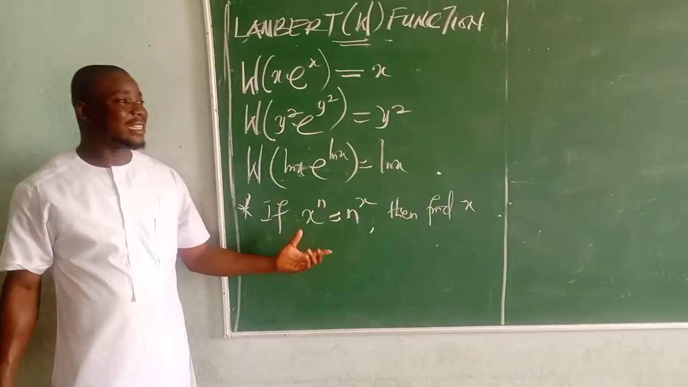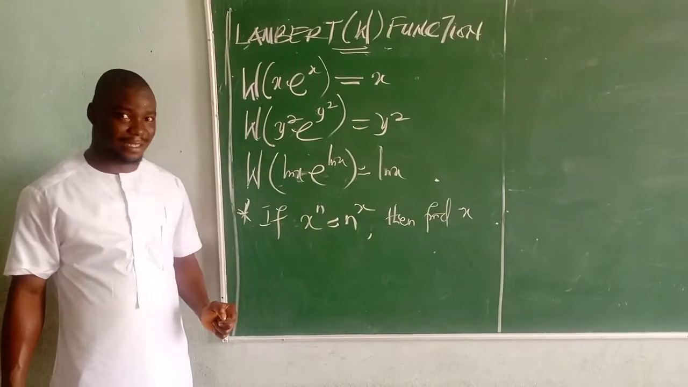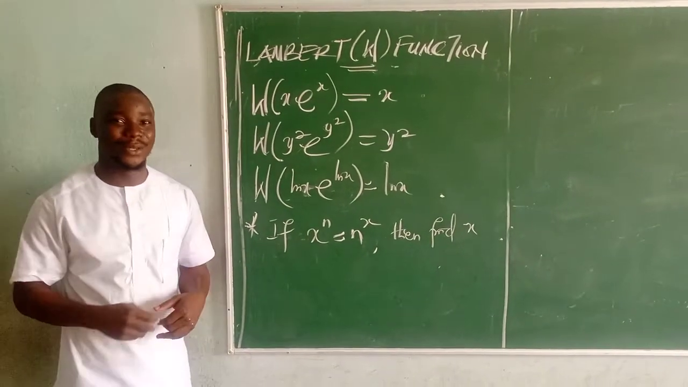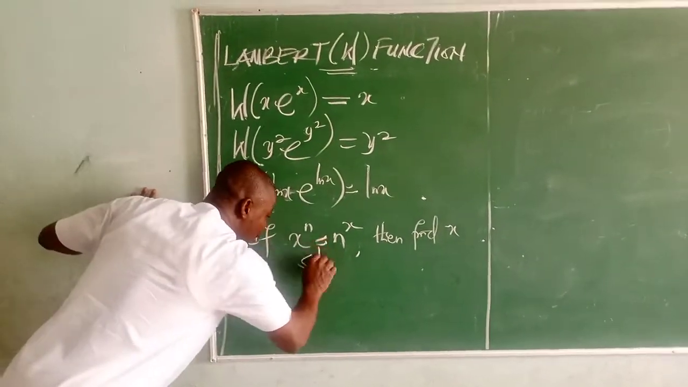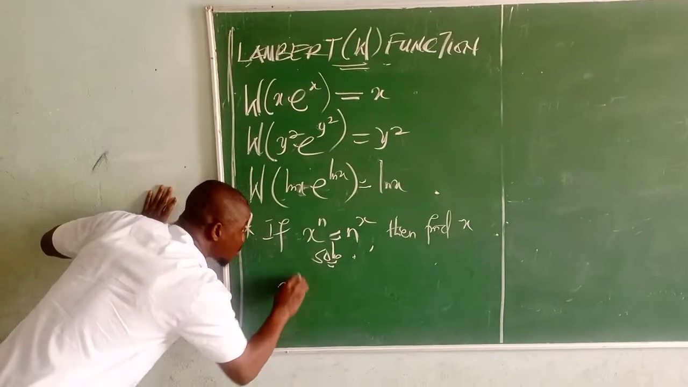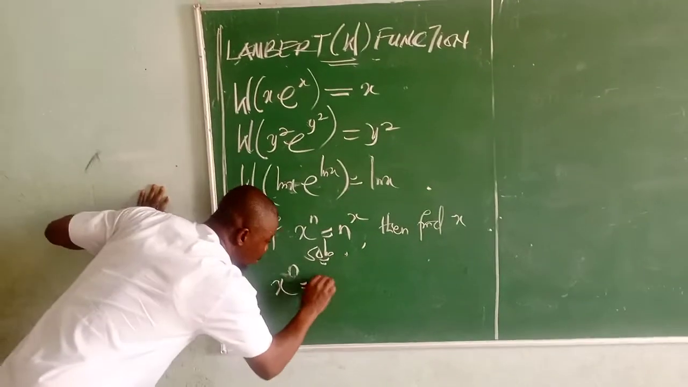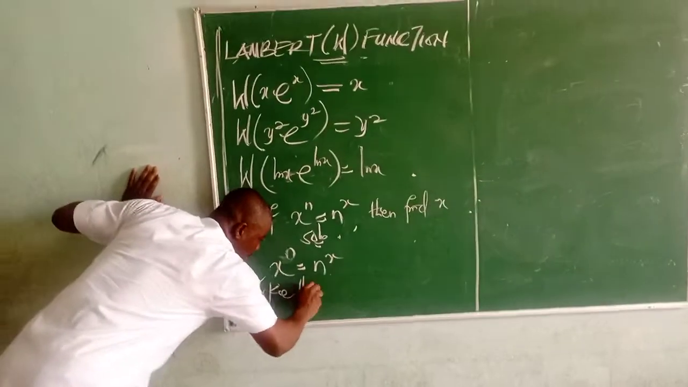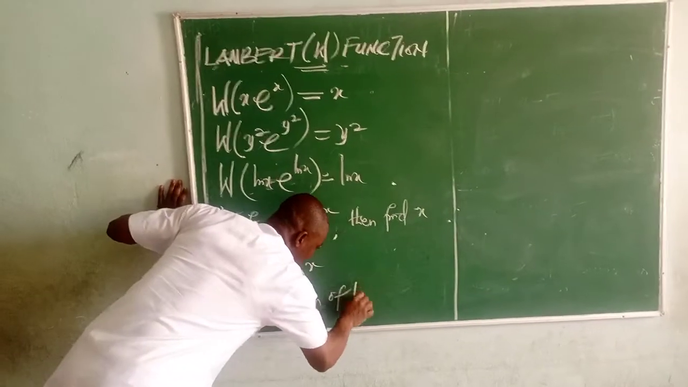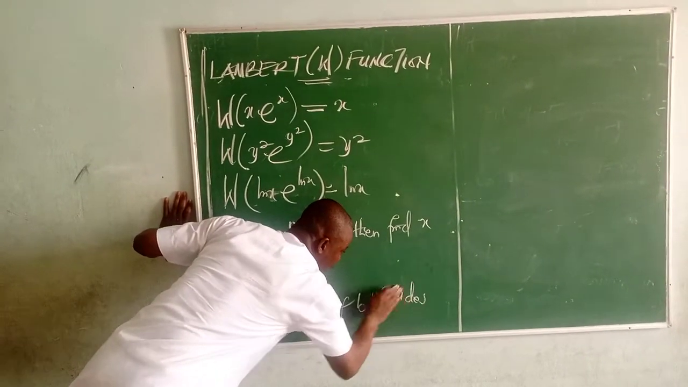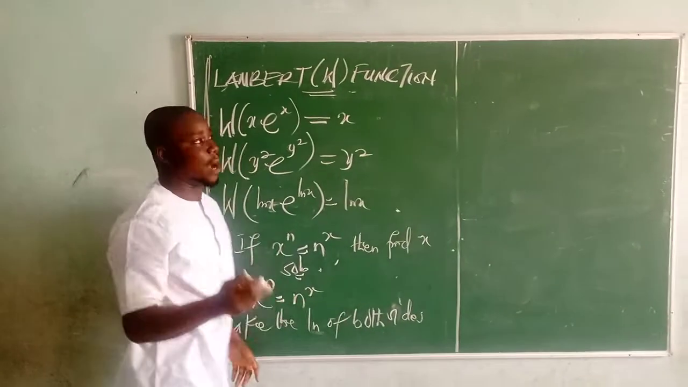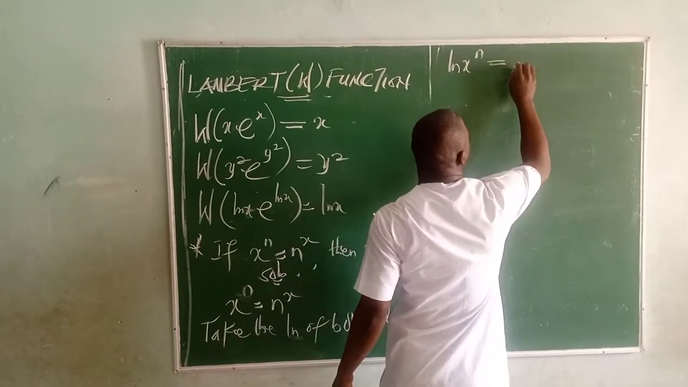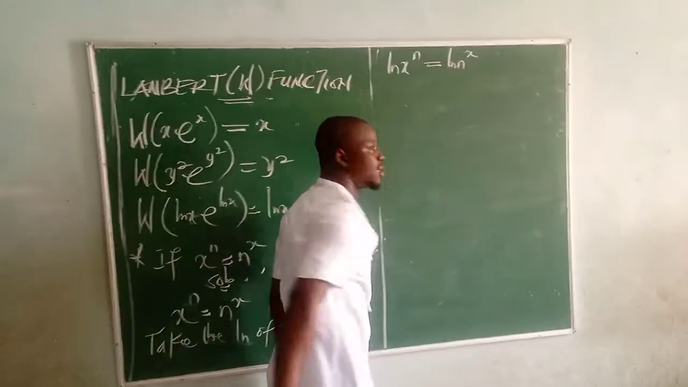Normally, when you look at this critically, there is no way you'll be able to solve this analytically. But you can actually do this with the help of the Lambert W function. That is the beauty of the Lambert W function. So let's look at this quickly. Solution: we have x to power n equal to n to power x. The first thing you do is take the ln of both sides, and when you do that, it gives you ln of x to power n equal to ln of n to power x.